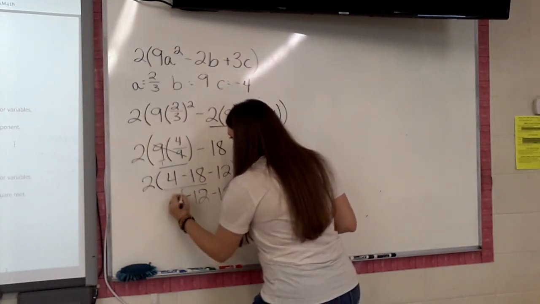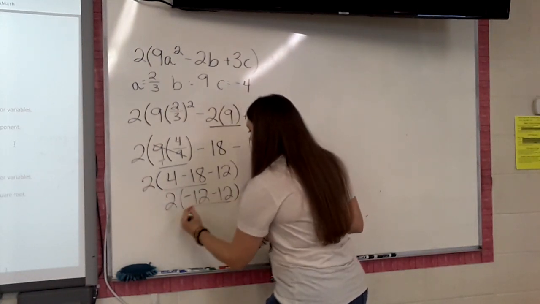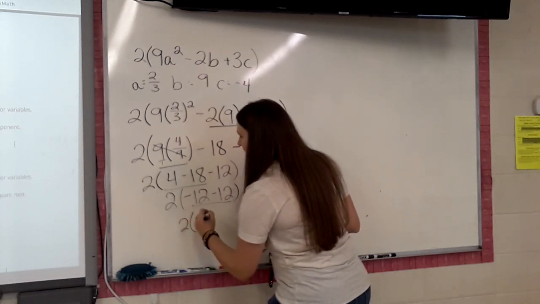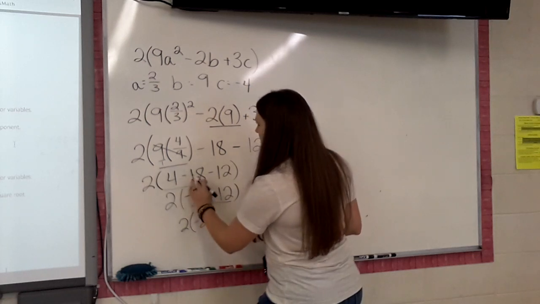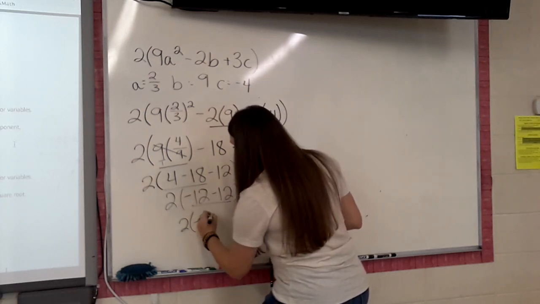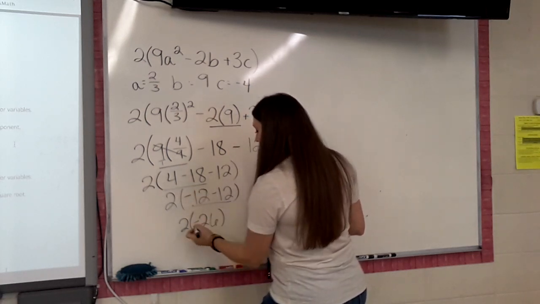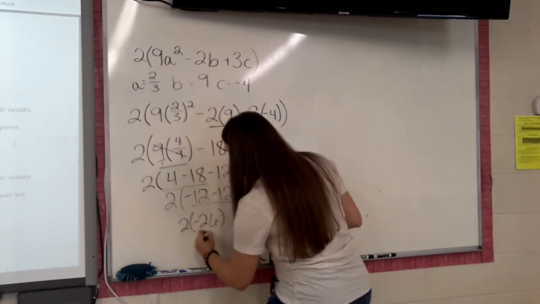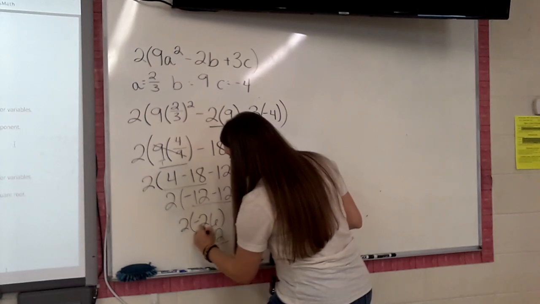Minus 12 is negative 24. Oh, I messed up. That is negative, I messed up right there. But it comes out to negative 26. I apologize for that. Then when you do 2 times negative 26, you get negative 52.